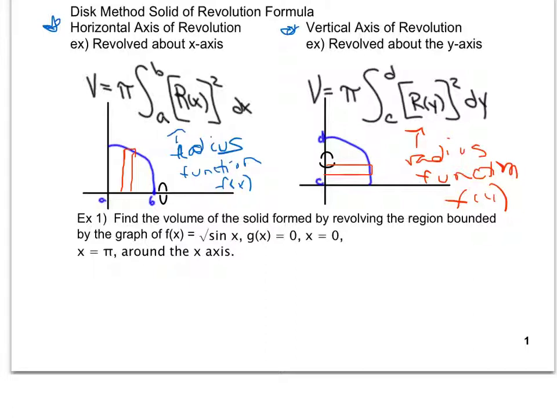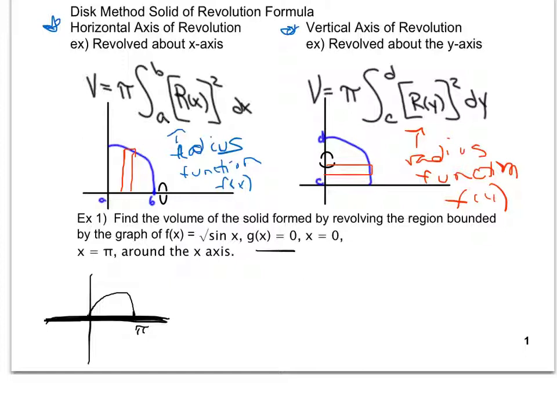So if I look here, I'm going to try to draw this a little bit. Notice I say try because my artistic skills aren't that great. So I go from 0 to pi, it looks like. x equals 0 is here. x equals pi is here. And I have the function g of x equals 0. Remember, g of x equals 0 means the same thing as y equals 0, so that is going to be this axis here. And then I have the square root of sine x, which is going to look something like this.